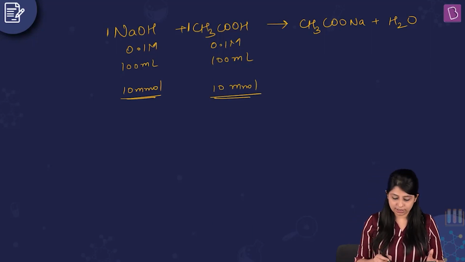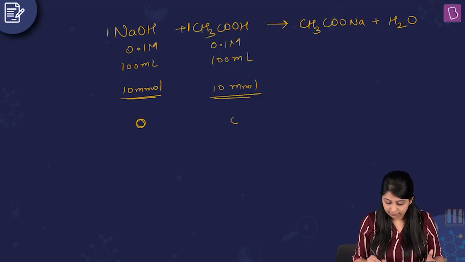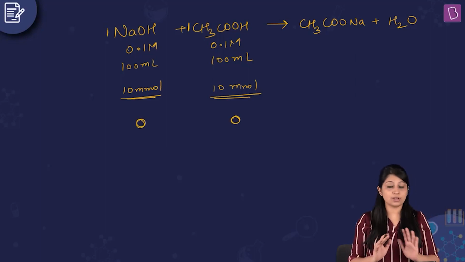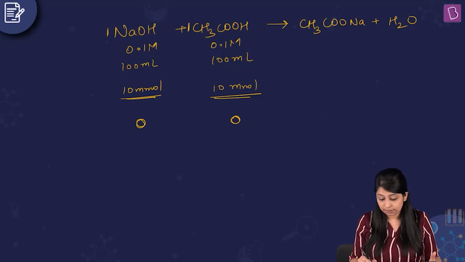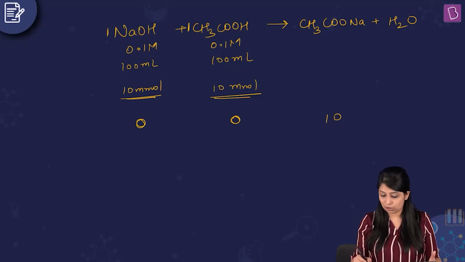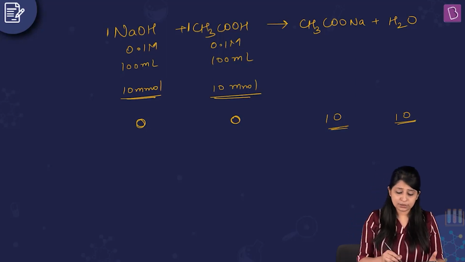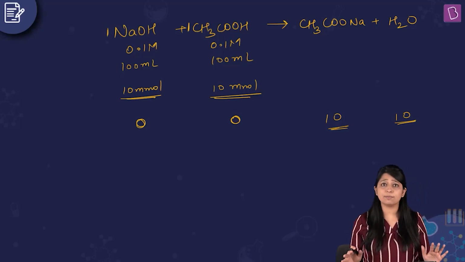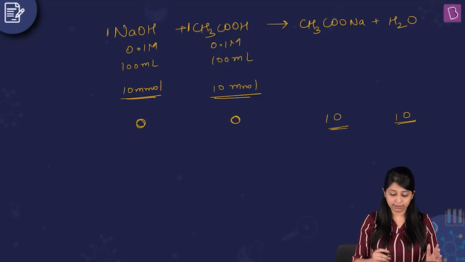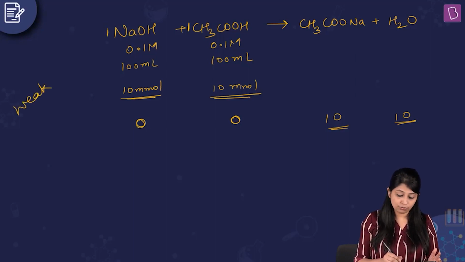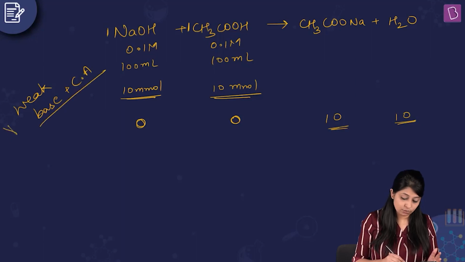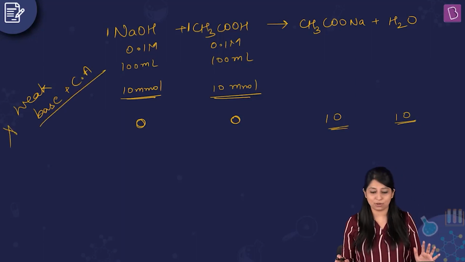So after the reaction, what is going to happen? We'll have 0 moles of NaOH and 0 moles of CH3COOH, but we'll have 10 millimoles of the salt and 10 millimoles of water, right? So this also is not the case of a basic buffer. Why? Because we do not have the combination of a weak base and its conjugate acid, right? So this is not the correct option, right?